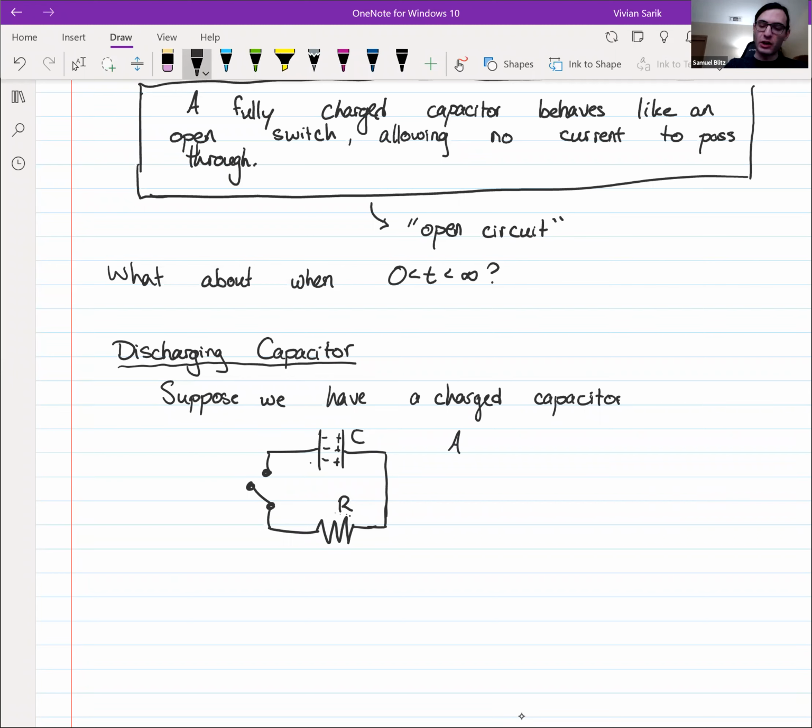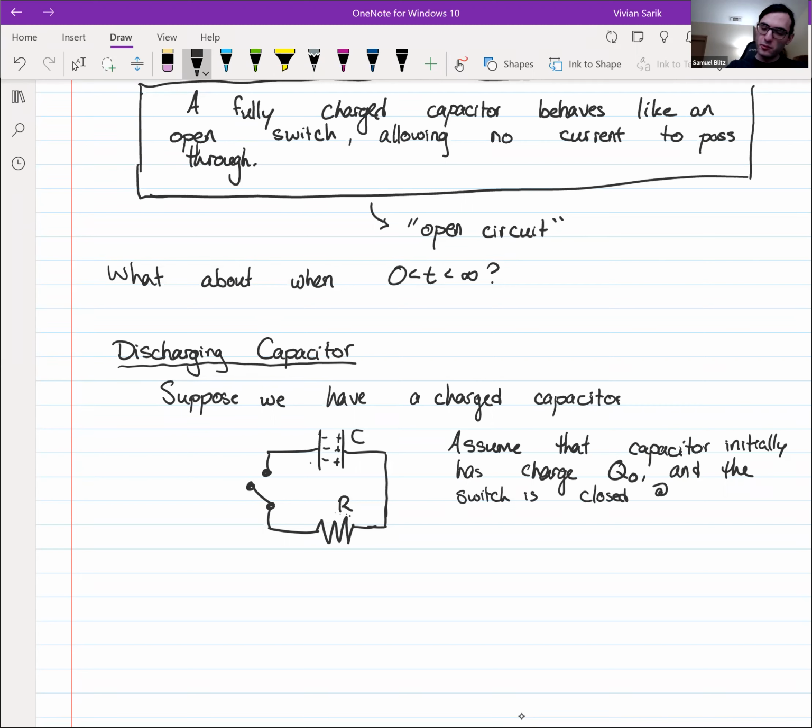So just for the sake of calculations, let's assume that the capacitor initially has charge separation Q naught. And let's say that the switch is closed at t equals 0. So what that implies is that the charge on the capacitor at time 0 is just equal to Q naught, hence the name, right?